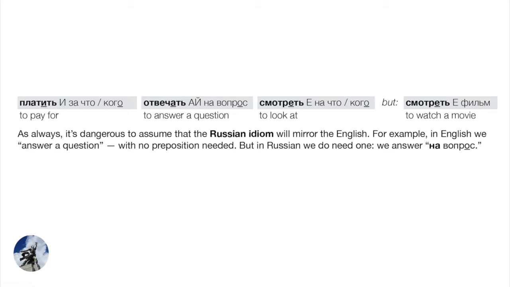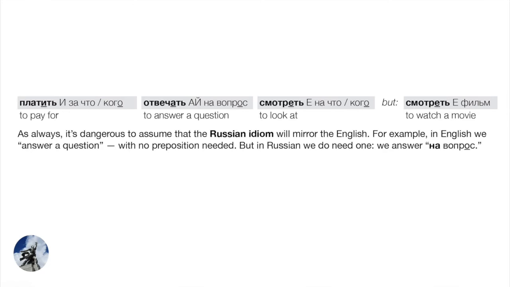What about to look at something? Kind of like in English, смотреть на что and кого. So смотреть на plus the accusative. But note the exception, смотреть фильм, to watch a movie. We don't look at a movie. It's kind of like in English, we watch a movie, without a preposition.